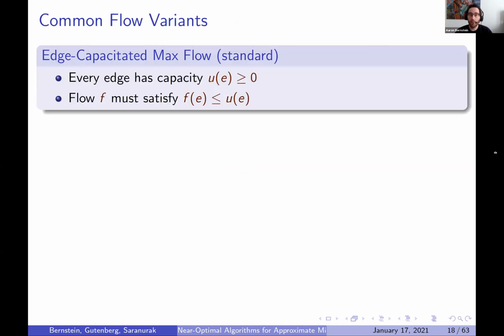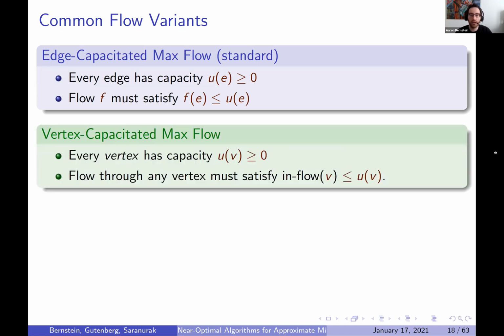Okay, so what's known? There are many variants that you might care about for this problem. The standard variant is the one I showed you: edge capacitated max flow. Every edge has some capacity, and you want a flow which satisfies these capacities. But here are some very common variants. One is vertex capacitated max flow. Now every vertex has a capacity, and your goal is to compute a flow such that the total flow going through any vertex is at most the capacity of that vertex.